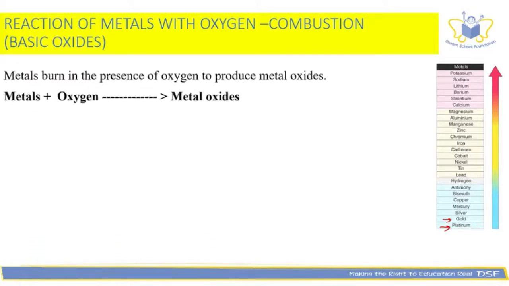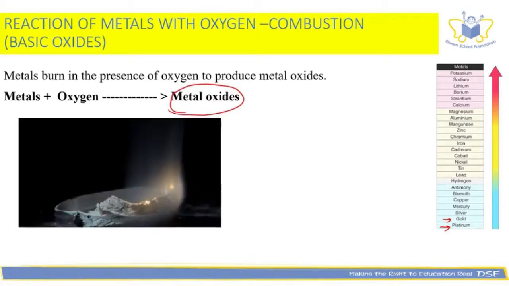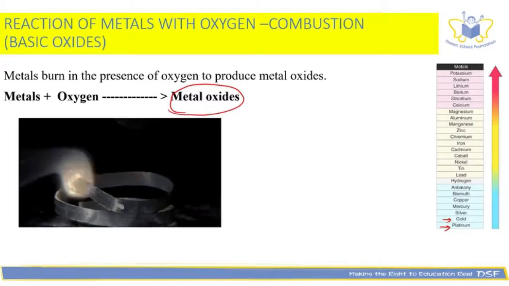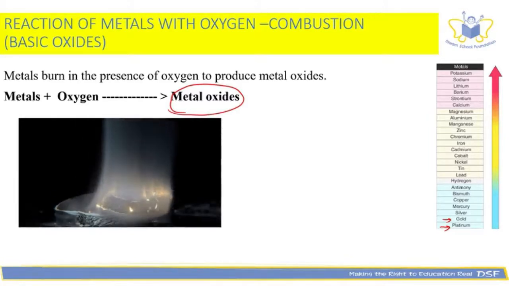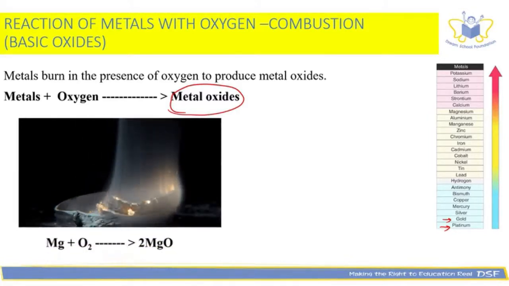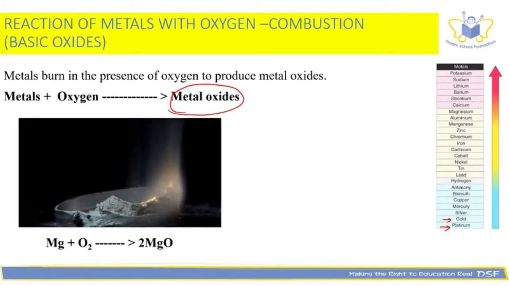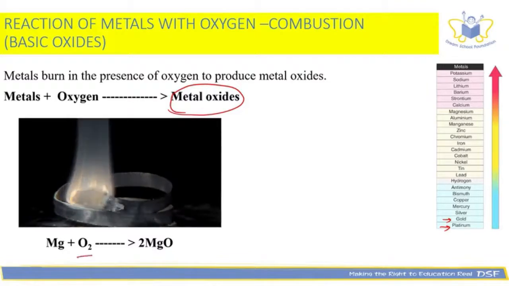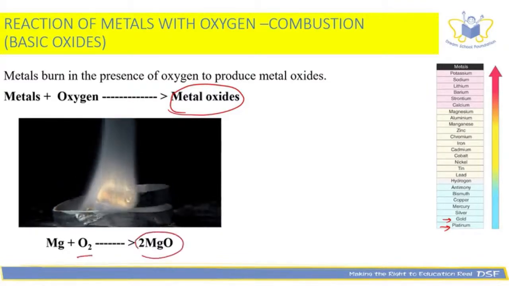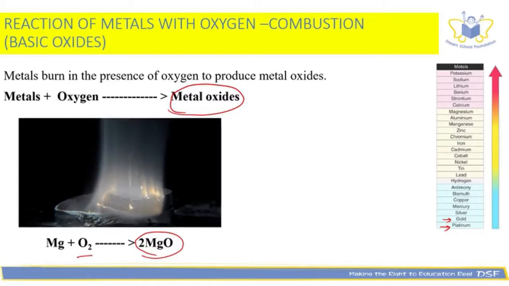Metals burn in the presence of oxygen to produce metal oxides. Let us see what happens when we burn magnesium. As you can see, it burns with a bright white flame, and the reaction is here. The reaction goes like this. Magnesium reacts with oxygen to give 2MgO or magnesium oxide.